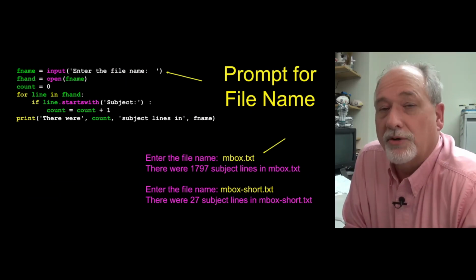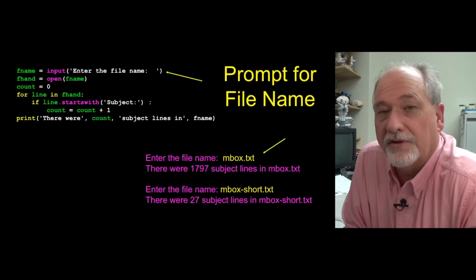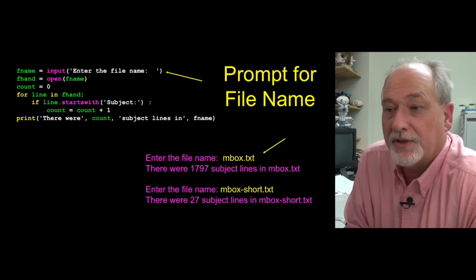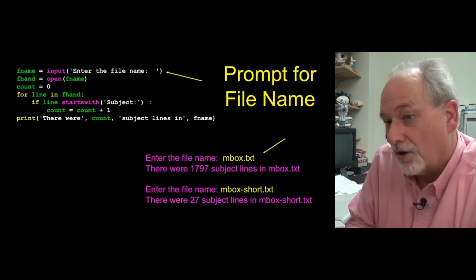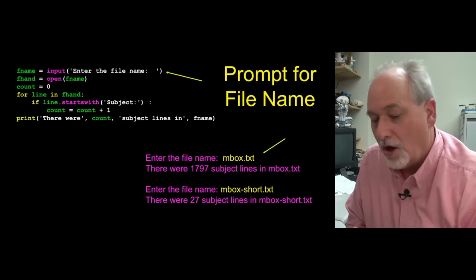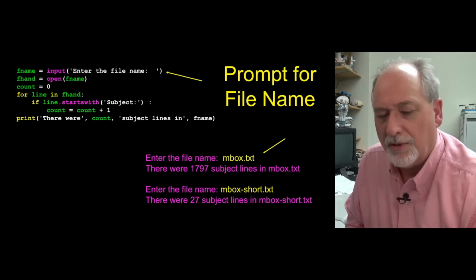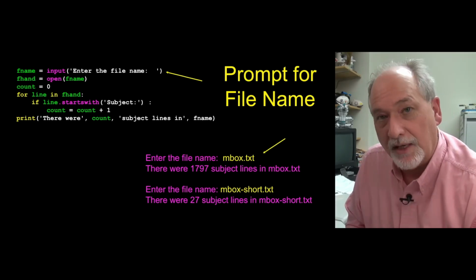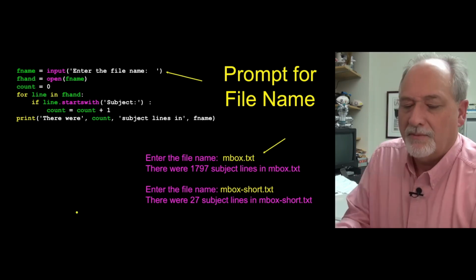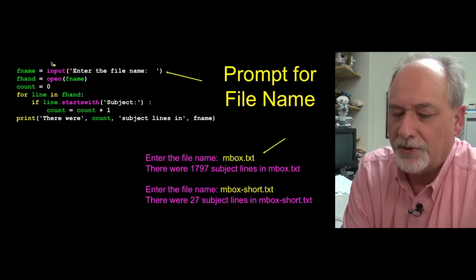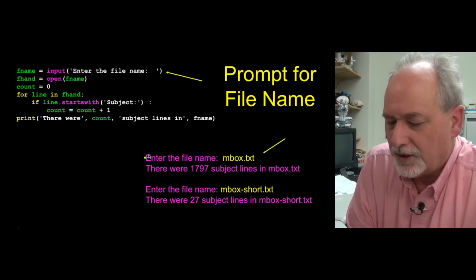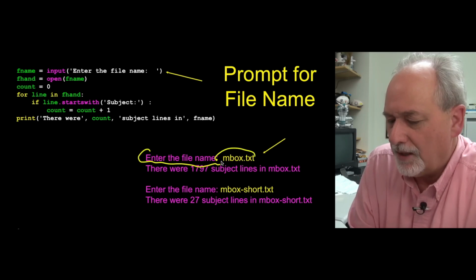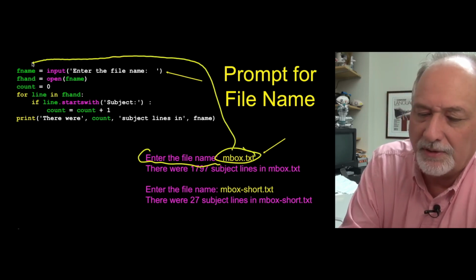Sometimes you'll have programs that want to read different files. Often I give assignments where I say, show me how this program runs on the short file, and then show me again how it runs on the long file, just like this. And so the way we do that, to input the file name, instead of making the file name be a constant to the open call, we make the file name be an input. So we just run an input statement, which gives us a prompt, and then we type mbox.txt, and that shows up in this variable fname.